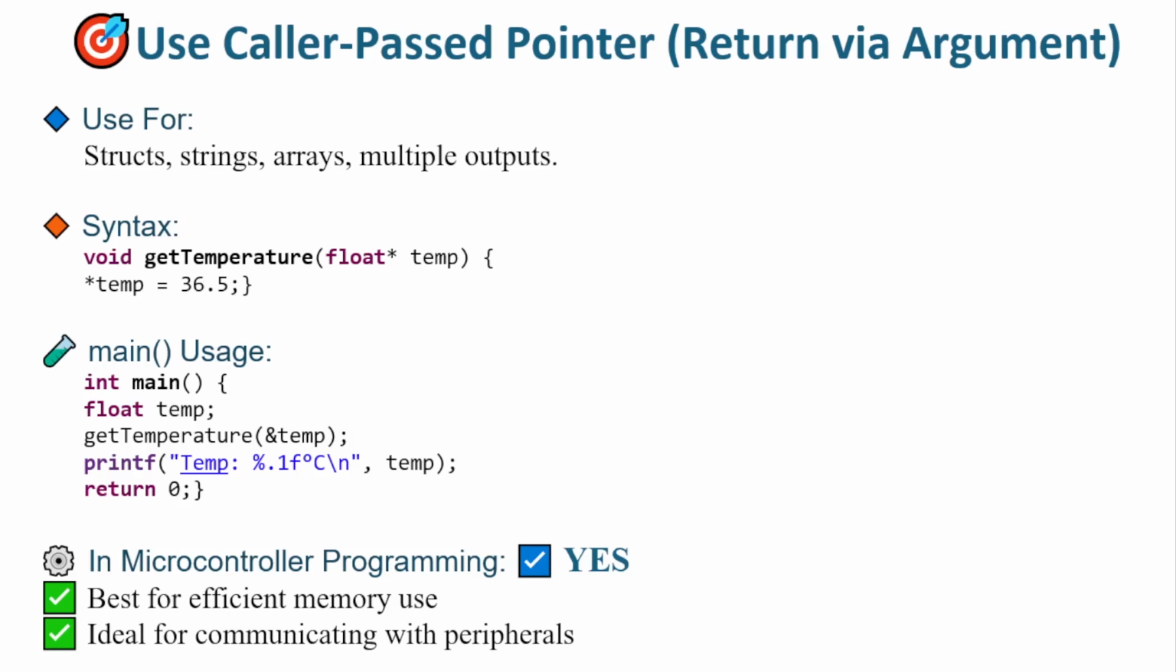Important notes. When using the call by pointer method, you don't need to define a pointer in main. This is very important. Instead, simply define a normal variable and pass its address to the function. The function will use this address to update the variable's value directly. This approach keeps your code simple while efficiently returning values.